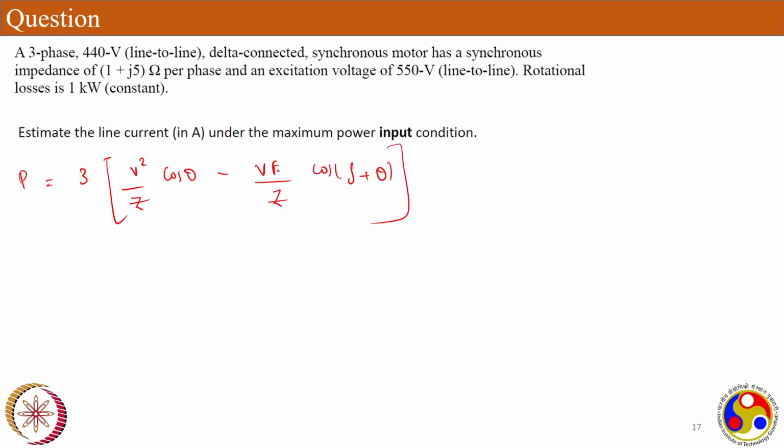There is a long process to find the maximum, where we can take the derivative equal to 0 and maximize it. But by simple observation also you can tell this. Here Z is given as 1 plus 5j, so it will have Z at an angle of theta, which is tan inverse of 5 by 1. So theta is already fixed.